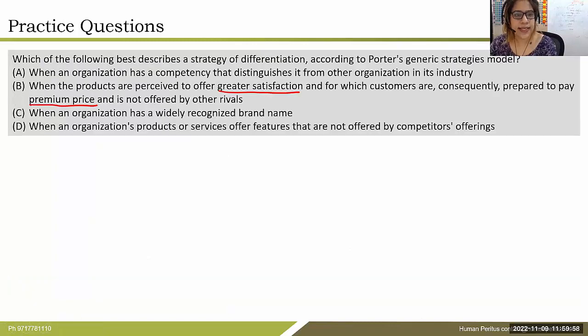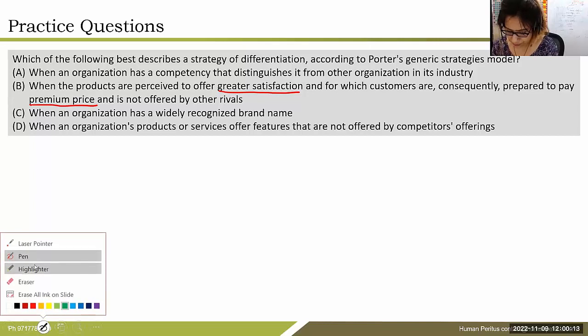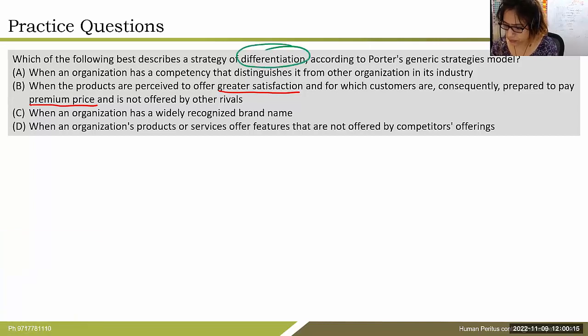Okay. Greater satisfaction, differentiation. Differentiation means greater satisfaction, premium price, an innovative product for which people are ready to pay a premium price. Right?